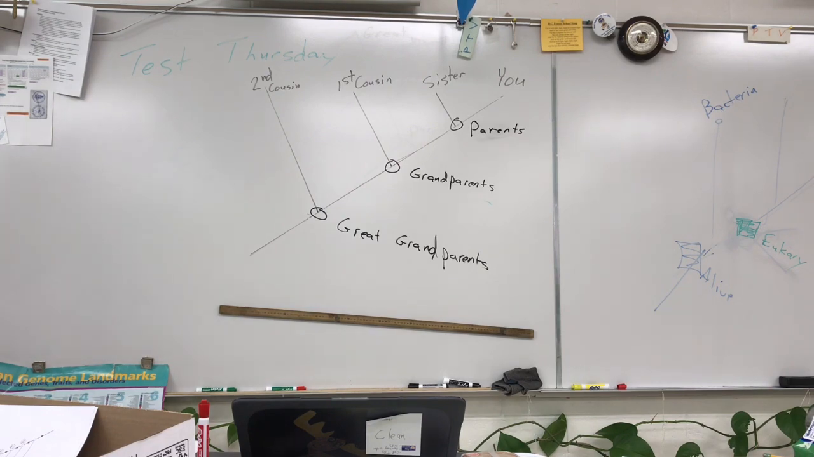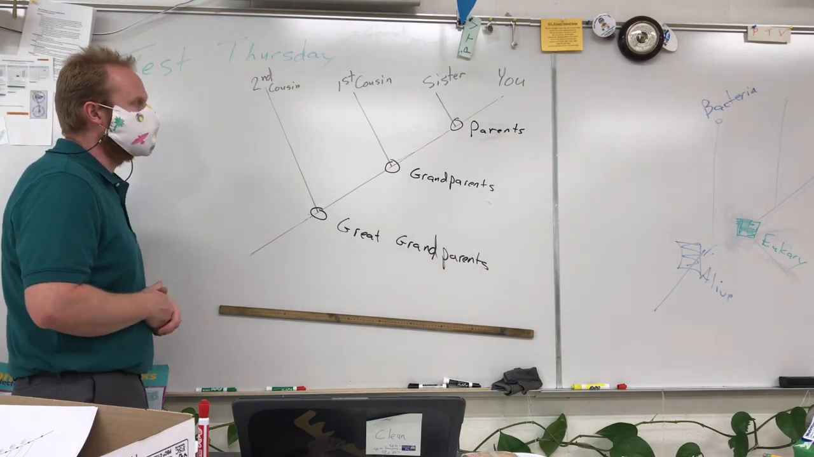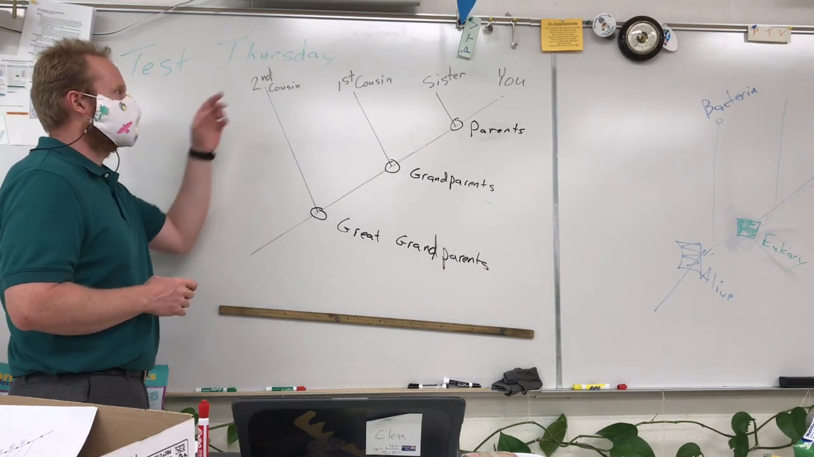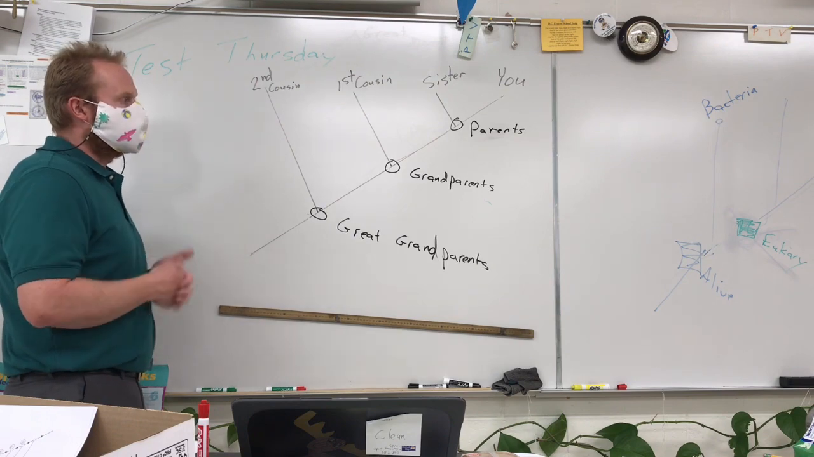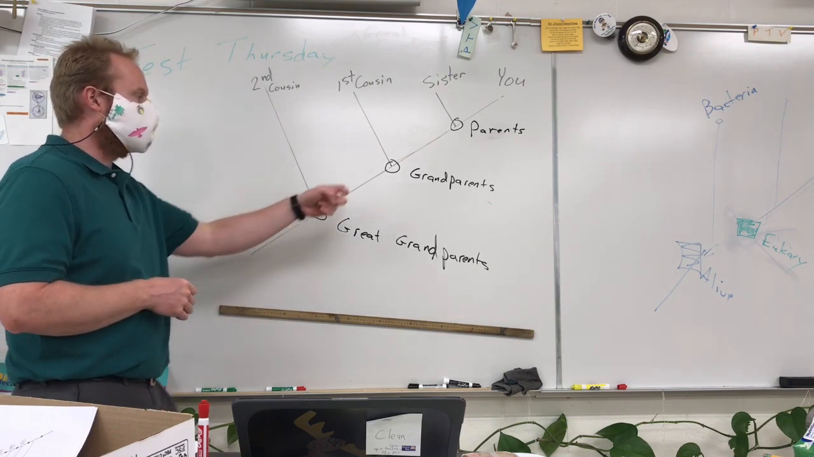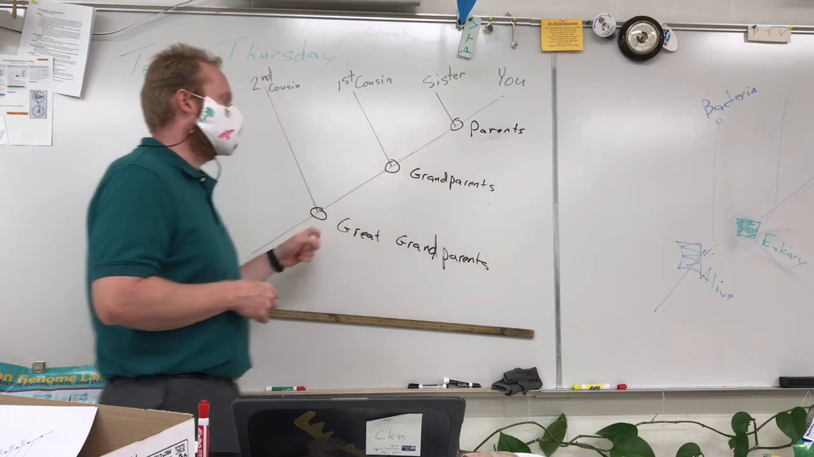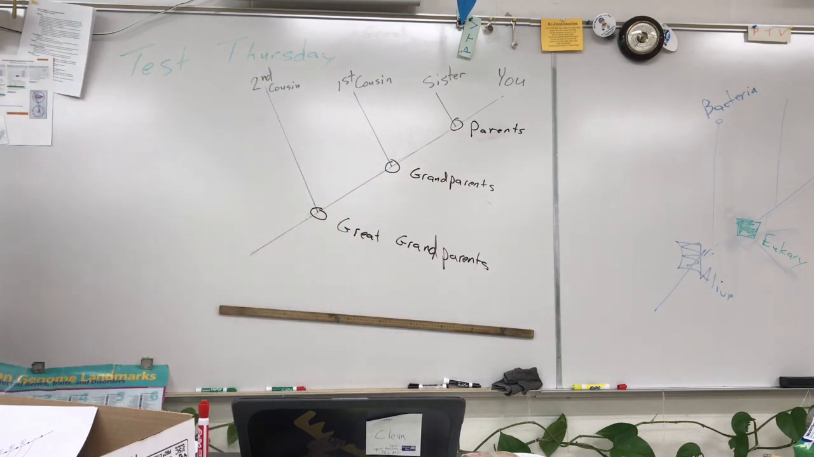So remember when we're talking about cladograms, it's kind of like a family tree. So this is our family tree. You, your sister, your first cousin, your second cousin. This is what we would see. Now, these are common ancestors that we can talk about between you and your sister, you and your first cousin, and you and your second cousin.